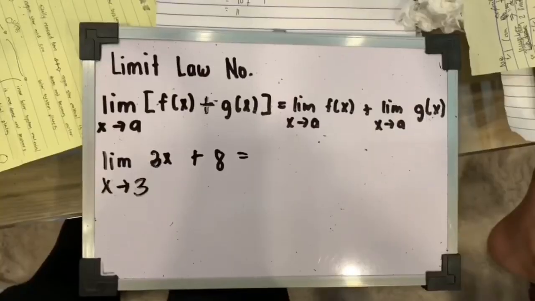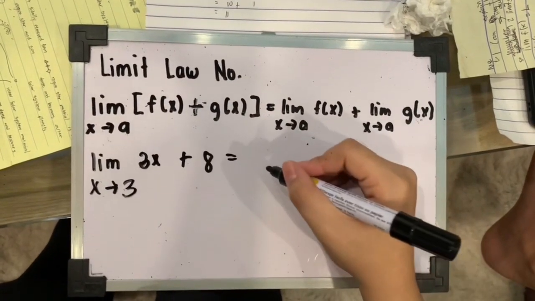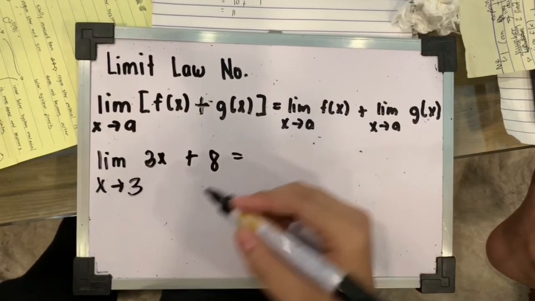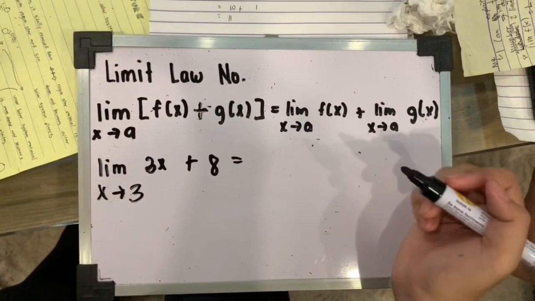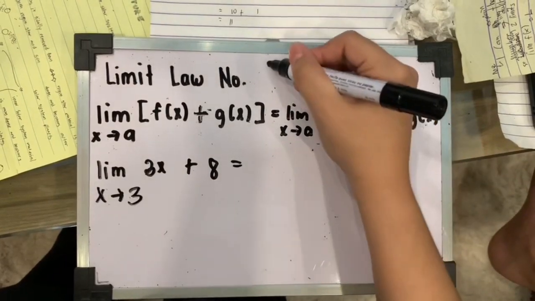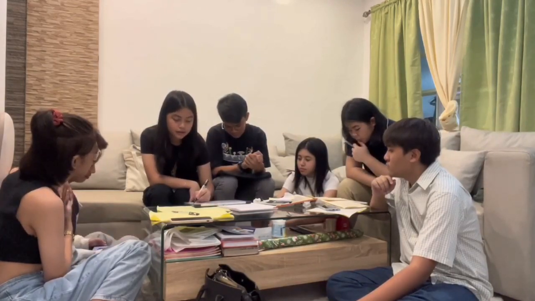Let's proceed sa limit law number 4. Sa limit law number 4, the limit of the sum of two functions is equal to the sum of the individual limits, provided that the limit of each function as x approaches a exists. So sa limit law number 4, meron tayong two functions. So for example, the limit of 3x plus 8 as x approaches a.